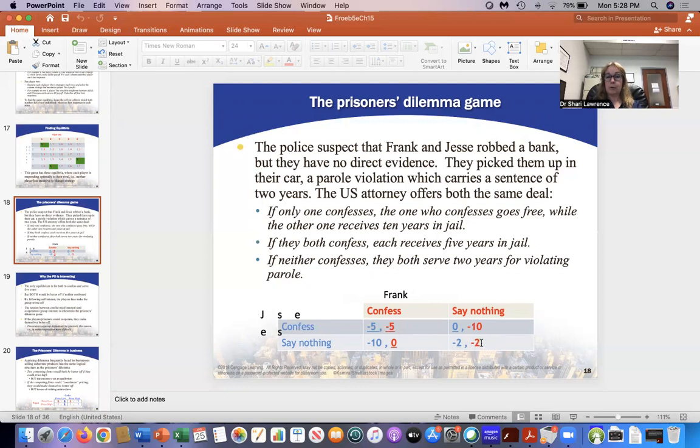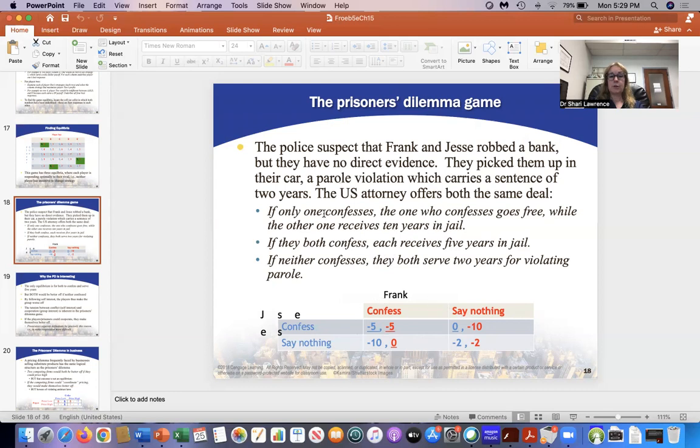That's the best outcome for them, to collude and each get the 2 years. But as you know, anytime the police have two suspects, they don't put them in the same room because they don't want them to collude. They separate them. All right, so this is the way you would set this up.